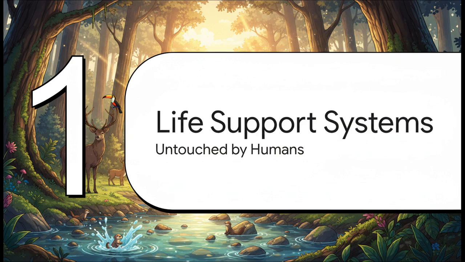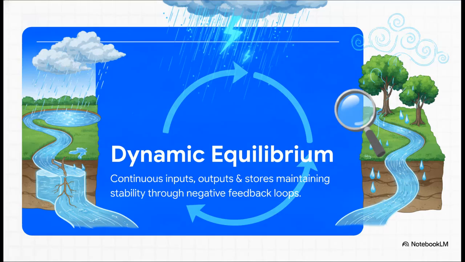Earth's life support systems. Let's look at what happens when these vast interlocking natural systems are left entirely untouched by human hands. All right, let's start with a crucial concept for your exams: dynamic equilibrium. Before human interference, the water and carbon cycles exist in this beautiful state of balance. They aren't static, they're constantly moving.